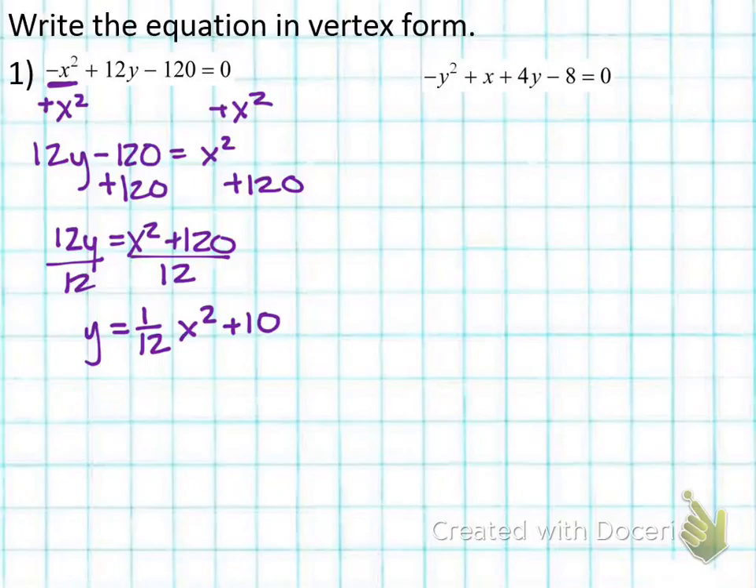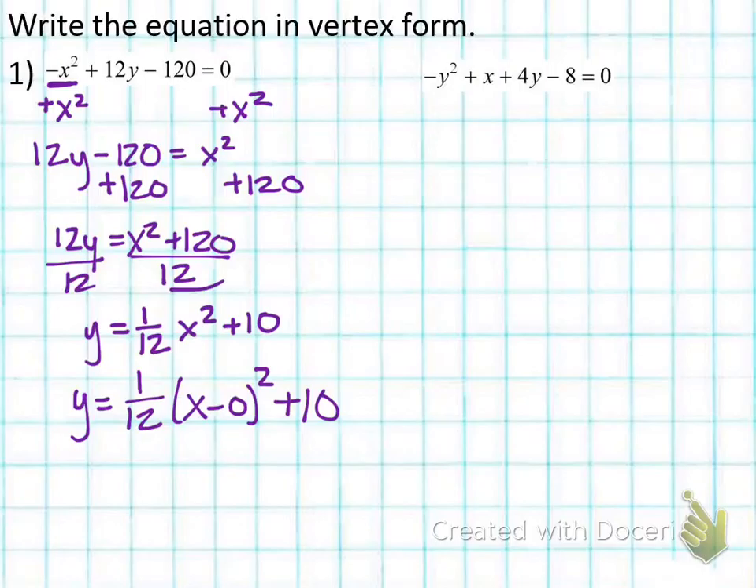This is already in vertex form, but it may not look as familiar because we're used to having something in parentheses. This is really just like x minus 0 squared, okay? And then plus 10. The 10 I get from doing 120 over 12, and I get the 1/12 because it's x squared over 12. Either one of these would be acceptable on a test as your answer. This is a form that we like because we can see the vertex is (0, 10), a is 1/12, and we can graph and find the focus and directrix more easily.